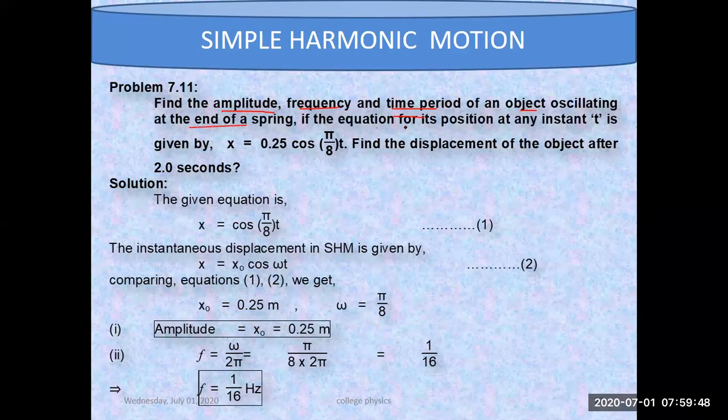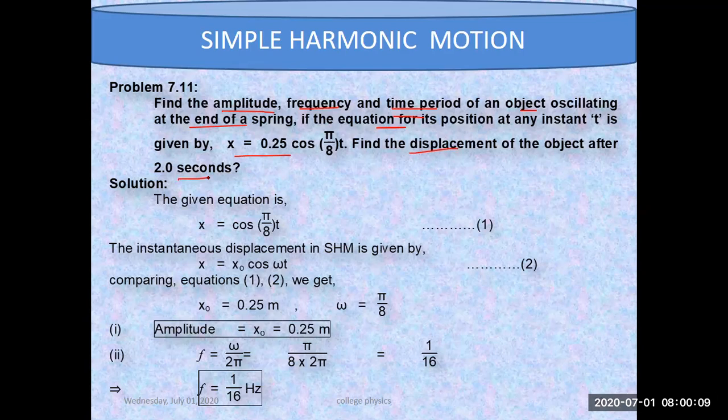If its position at that instant t is given by this equation, x is equal to 0.25 cos(pi/2 t)... pi by 8 t. Find the displacement of the object after 20 seconds.